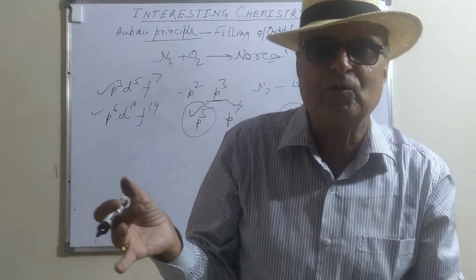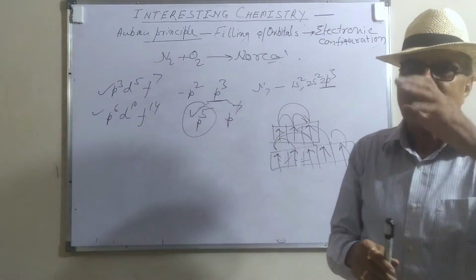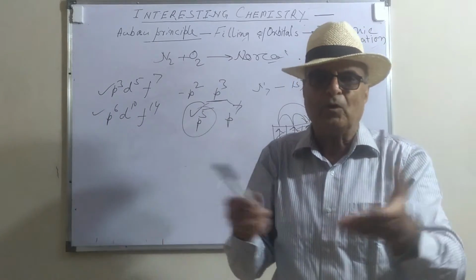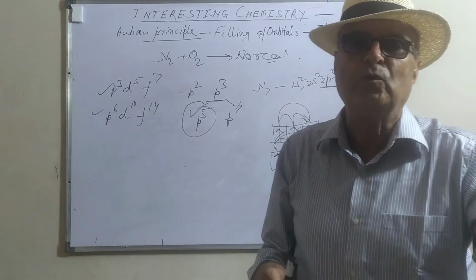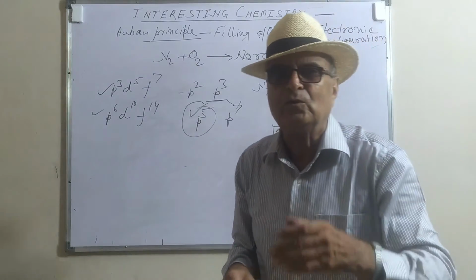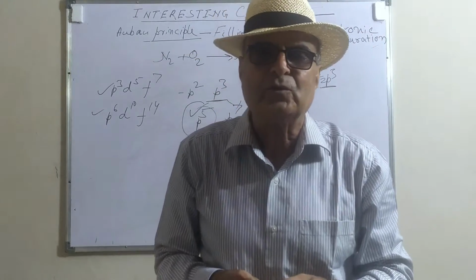That's all for today about the Aufbau principle. I have explained both the Pauli exclusion principle and Hund's rule, the n plus l rule, and the stability of the half-filled orbitals. I think you have understood.